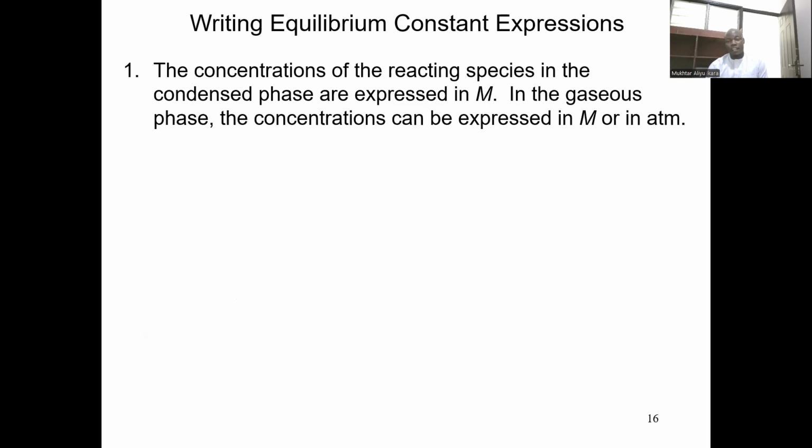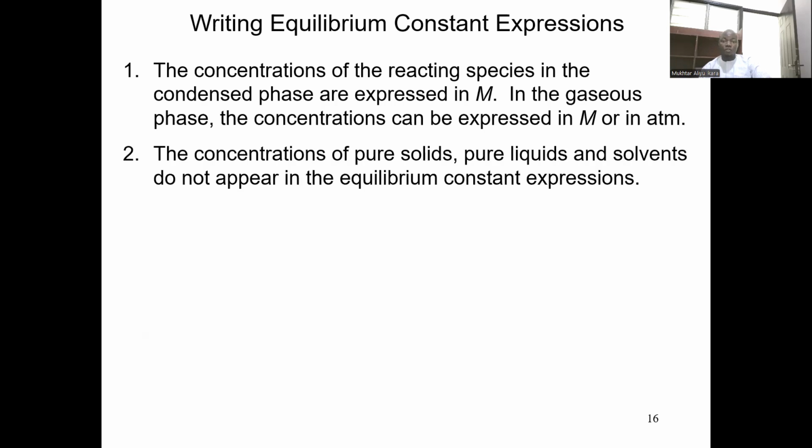So the concentration of the reactant species in the condensed phase are expressed in molar. And for the gaseous phase, the concentration can be expressed in molar or in atm. So you should know this, there is a unit. But if they are all in gaseous phases, we express it either in molar or in atmosphere. So the concentrations of pure solid, pure liquid, and solvent do not appear in the equilibrium constant expression.